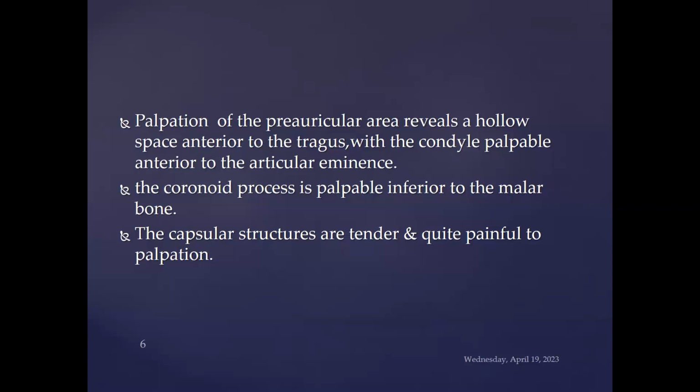The coronoid process is palpable inferior to the malar bone. Since the mandible is completely out, the coronoid process is palpable inferior to the malar bone. That is your zygomatic bone. The capsular structures are tender and quite painful to palpation. As everyone knows, any acute condition can cause tenderness and pain to the joint. So when you palpate, there won't be a condyle in the condylar fossa. It will be in an anterior place.